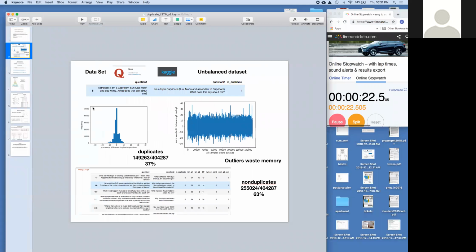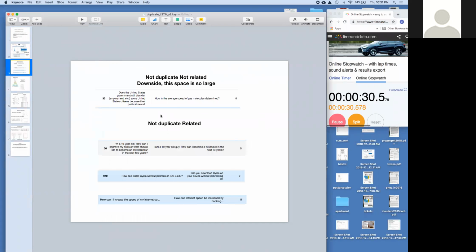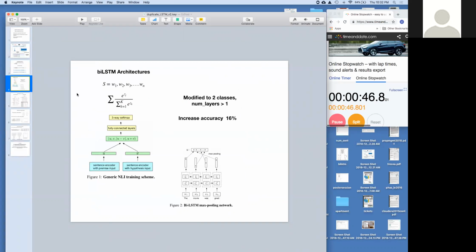Our data set consists of 404,000 question pairs, of which 150,000 are duplicates and 255,000 are not duplicates. One aspect of this duplicate question set is the issue of ambiguity. I have a question pair here, number 979, that's formed in two different ways. It may be a duplicate when we read it, but it's not listed as a duplicate in the data set.